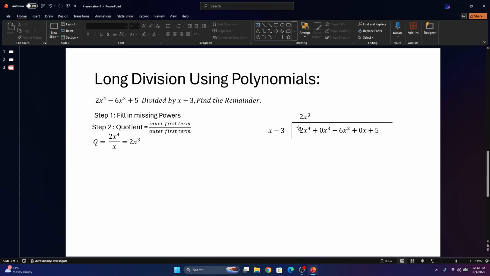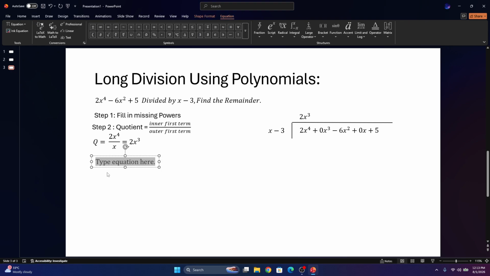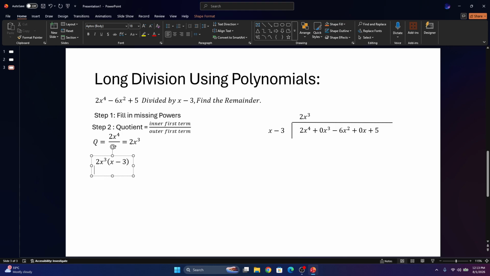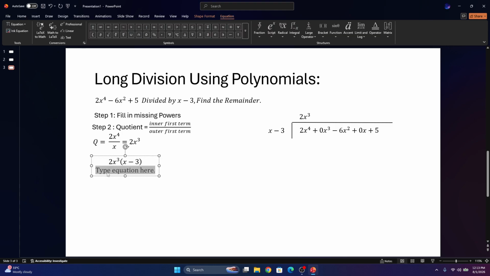we're just going to multiply our quotient with our expression right here. So we're just going to do 2x cubed times x minus 3. And that is going to give us 2x to the fourth minus 6x cubed. And basically that is going to be the value that we're going to subtract from here.